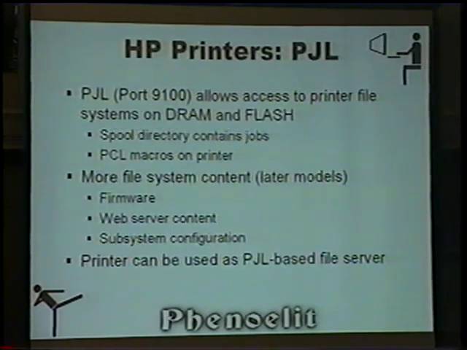Now, let's see what we can do with that. PGL, on top of paper size configuration, allows access to the printer's file system. The printer has a file system. You got the spool directory that's sitting either in DRAM or in flash or on a real hard drive that contains current print jobs. Those print jobs sent over to the printer are spooled there so it can print them out later. And it contains the PCL macros. Now, lots of companies actually have PCL macros in their HP printers because it's kind of convenient.